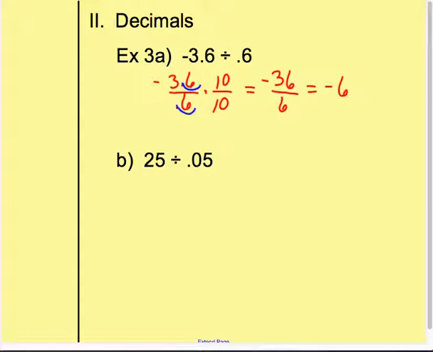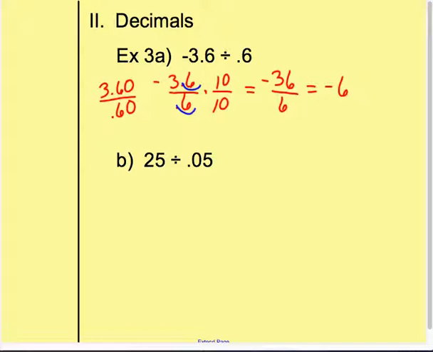Another way to divide decimals, although this isn't quite as easy, is to use number sense. If I have $3.60, how many times, or how many groups of 60 cents, would make up that $3.60? And the answer would be 6.